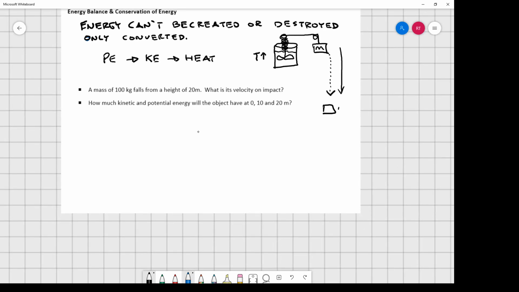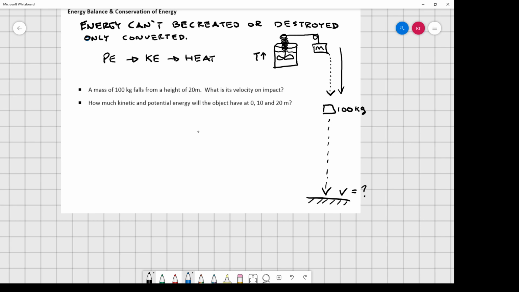I have a mass of 100 kilograms, and he's going to drop down and hit the ground. And I'm curious about a few things. So essentially the opposite of the cannonball question I just did. I have an object that's starting from the top and dropping down. What is its velocity on impact? Okay, so let's do that portion first.